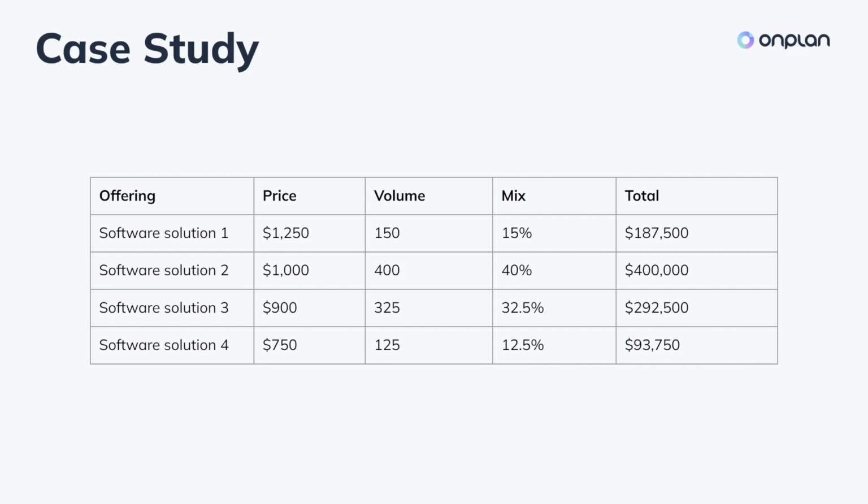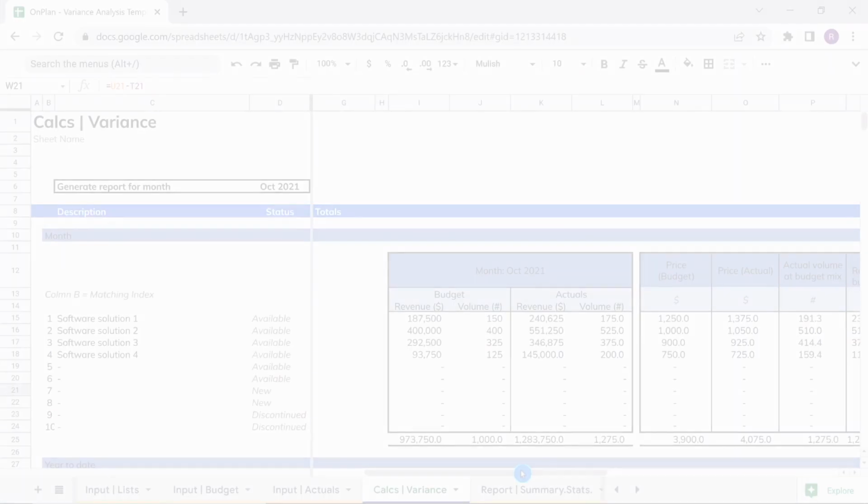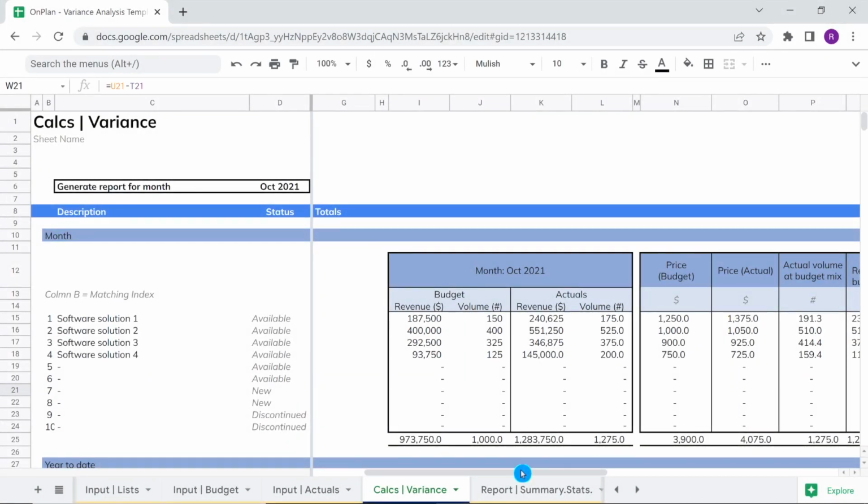The prices shown represent the monthly values of the respective software solution. The volume represents the number of sales of each solution, and the mix is that volume expressed in percentage terms. Finally, the total column represents the revenue in the period, which is a function of multiplying price and volume. Now that we have the performance mapped out of our illustrated company, let's present the actuals for comparison purposes and dig into the effects of price, volume, and mix.